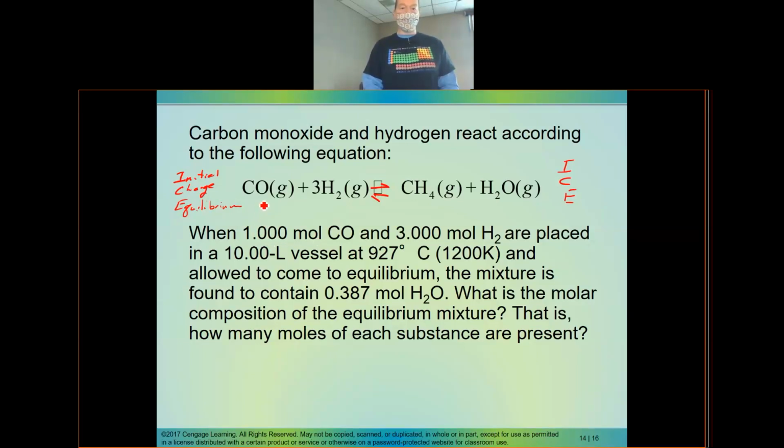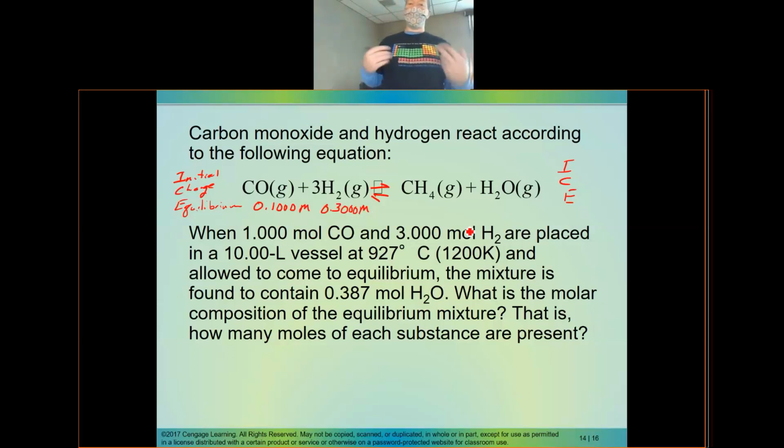So my initial CO is 1 mole in 10 liters. So that is 0.1000. They have 4 sig figs. I'm simply taking 1 divided by 10, so that is 0.1 molar. Here, initially, I have 3 moles in 10 liters. So 3 divided by 10 is 0.3000 molar. All right, and so that's it.